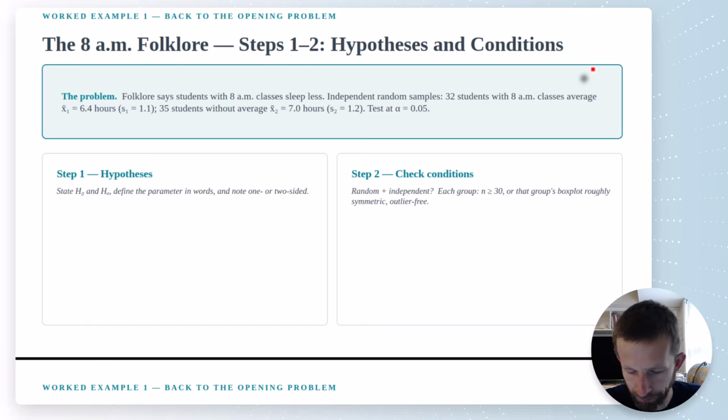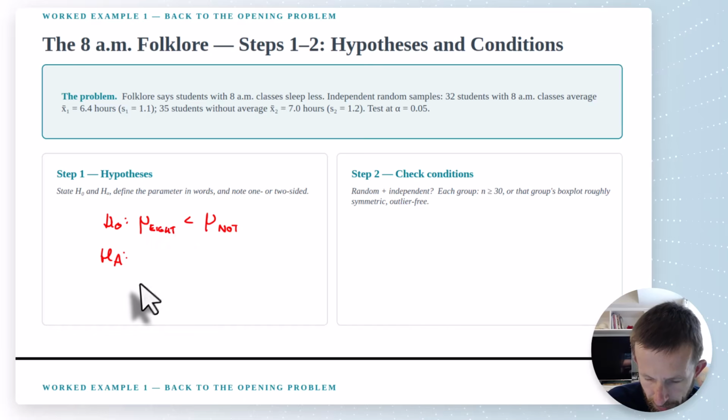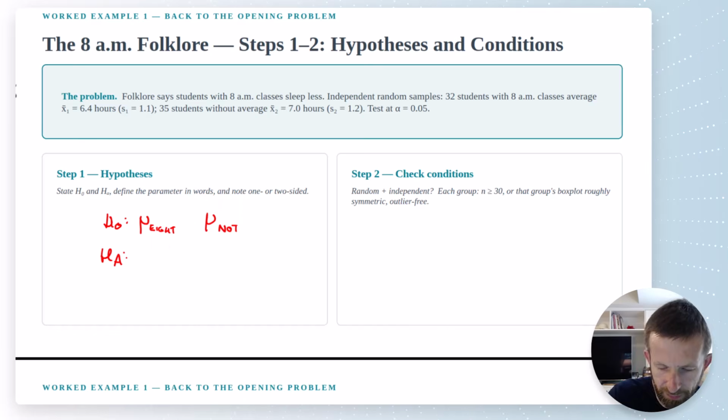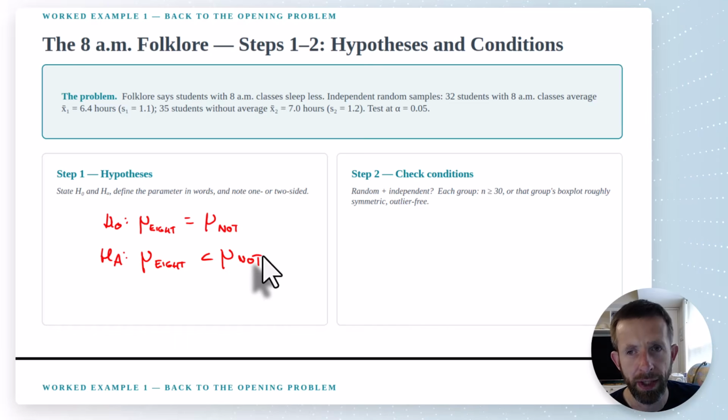Let's work through the steps. So H0, HA. So 8 a.m. classes sleep less. So the average of 8 o'clock is less than the average of not. Sorry, the null hypothesis is going to be equal to. So the alternative, 8 is less than not. We can also do it like 1 and 2.